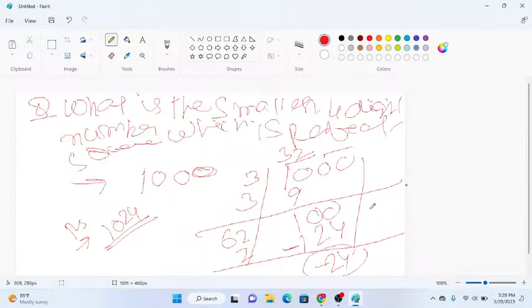So the smallest 4-digit number which is a perfect square is what?